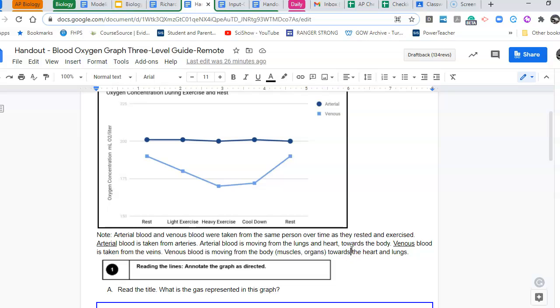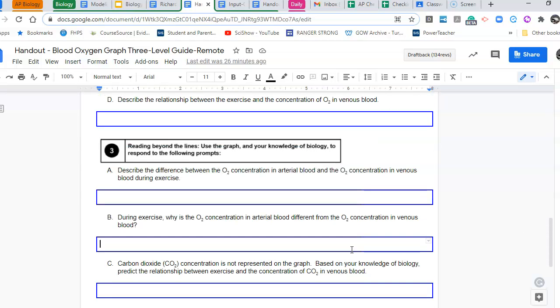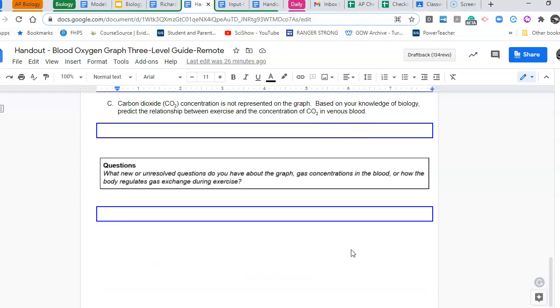This is going to get you ready for the lab activity that we're going to do in class on Thursday or Friday. You will write your investigation plans on Tuesday. Then you'll go through and answer these questions, and then they will be done for the day.